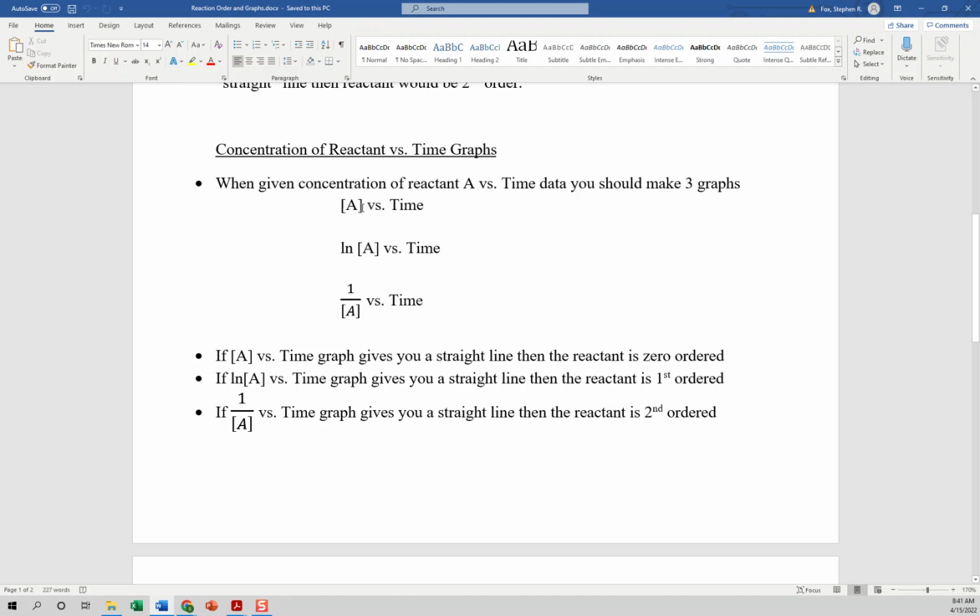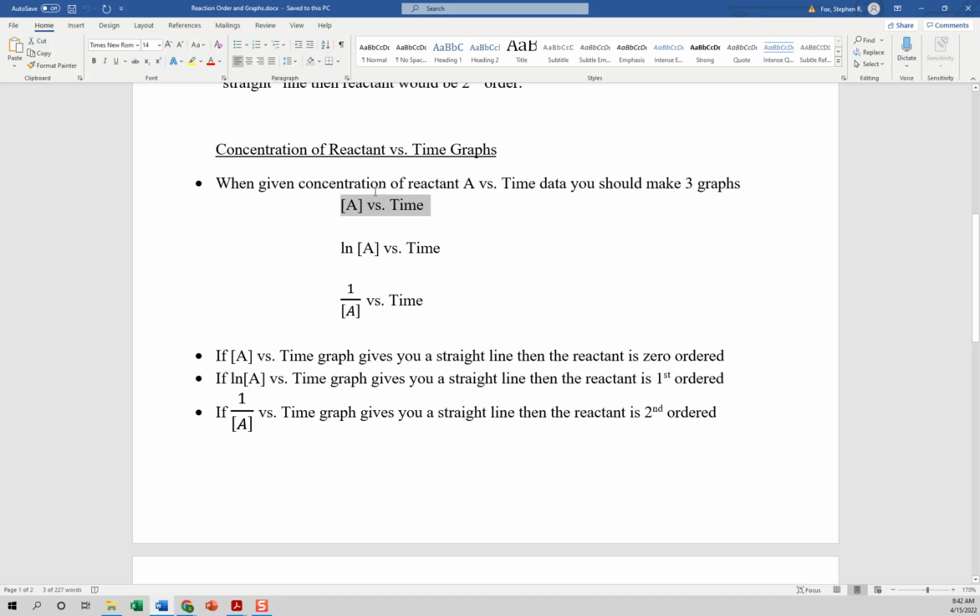Notice how they correlate with the different laws. This would be the zero order integrated rate law, this would be the first order integrated rate law, and this would be the second order integrated rate law. So here's the deal. If this gives me a straight line with a constant slope, then I'm zero order. But if it doesn't give me a straight line, then I would look to one of these two. One of these graphs is going to give me a straight line, but only one will.